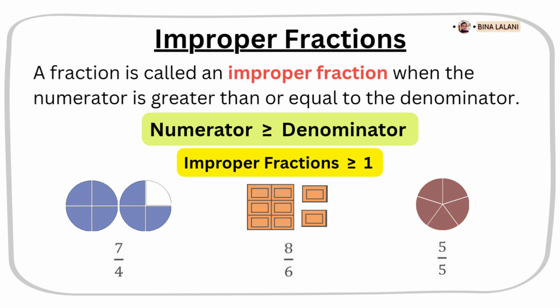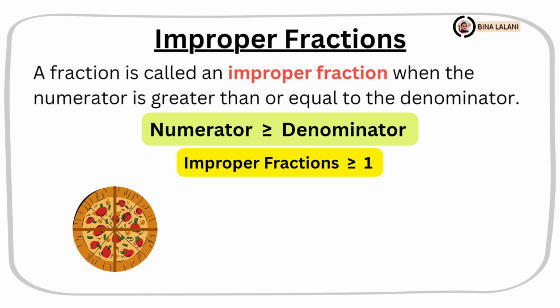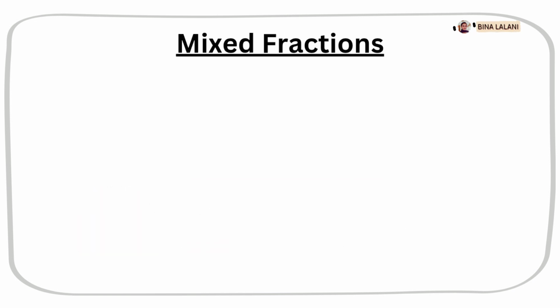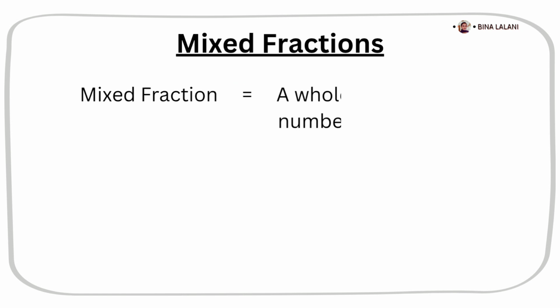Let's understand this better. If each pizza has 4 slices, and you eat 5 slices total, that's 5 by 4, an improper fraction. Now comes an interesting type, mixed fractions. A mixed fraction is a combination of a whole number and a proper fraction. Let's look at a few examples.